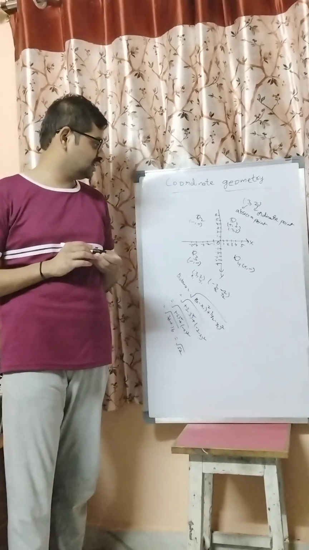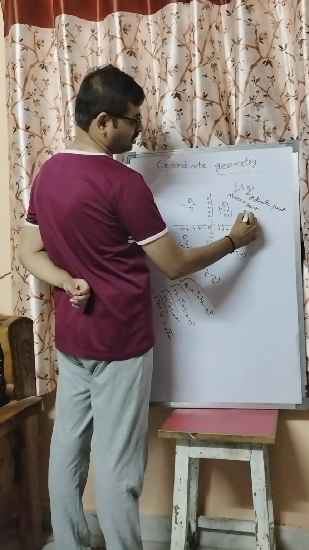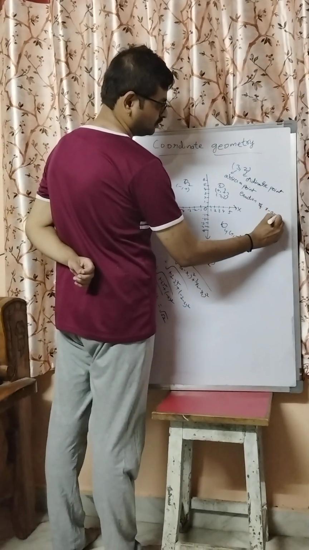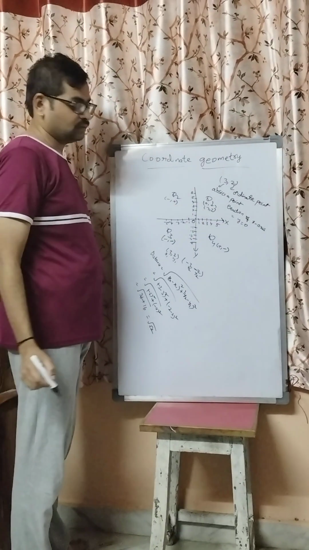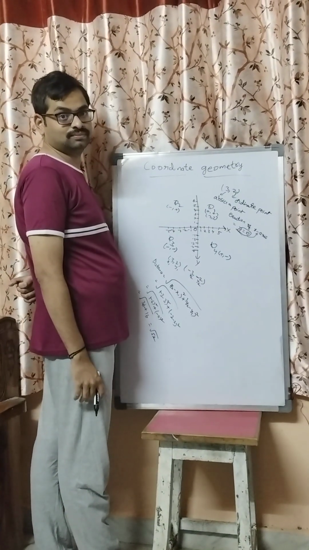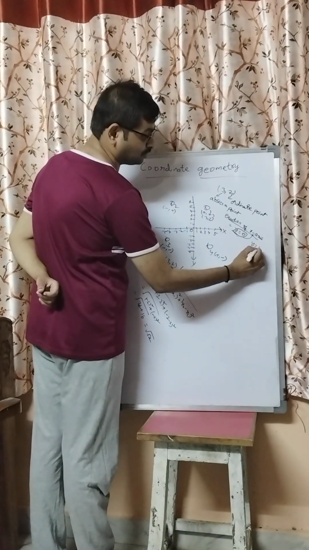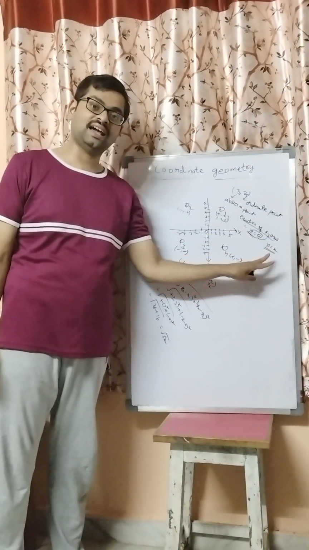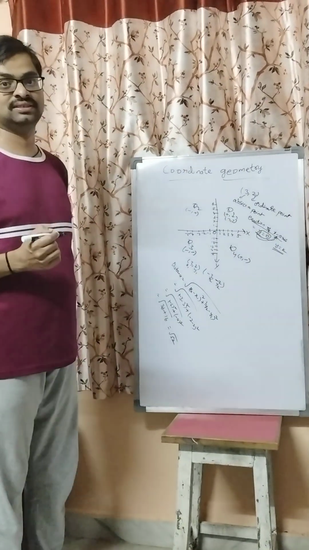So here, another important point. What is the equation of the x-axis? That is nothing but when y is equal to 0. When y is equal to 0, the point lies on the x-axis. The equation of the x-axis can be represented as y equals k. When y is equal to 0, the point lies on the x-axis.